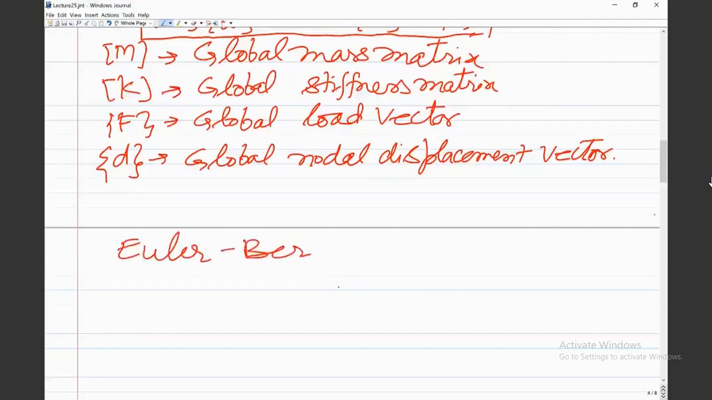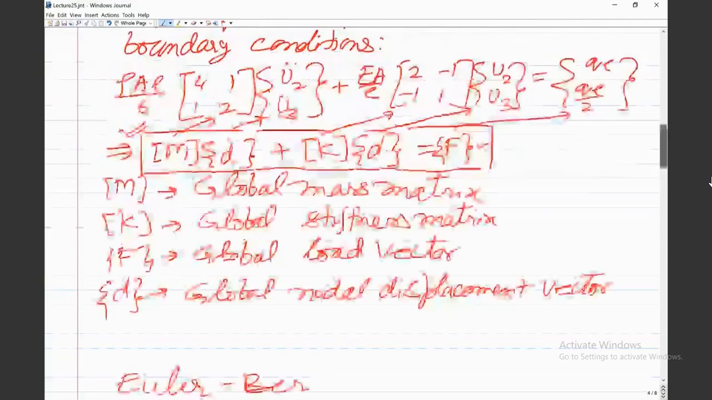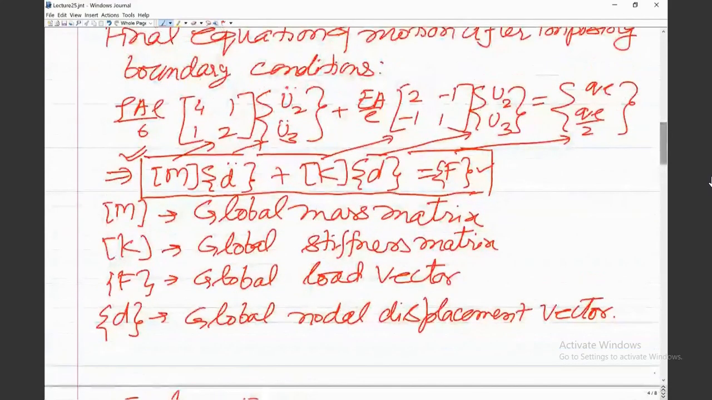Sir, one doubt. The equation we have got also has the acceleration term. So how will we solve this equation, sir? Because u2 double dot and u3 double dot are second derivatives of u2 and u3, there are different ways. If you want to solve an eigenvalue problem, then you will write the vector d as capital D into e to the power i omega t. By differentiating that, you will get d double dot. So that is how you do it.